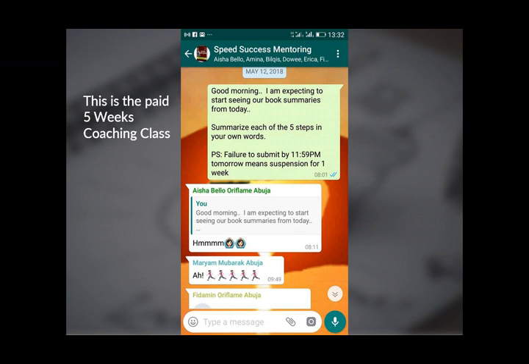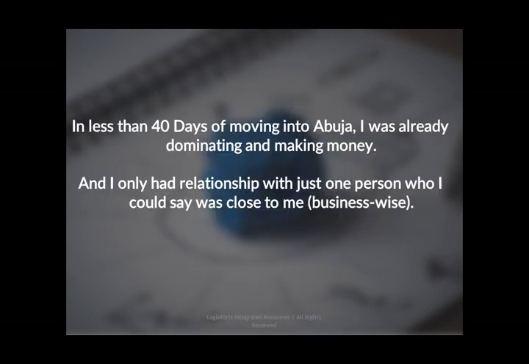This is the paid class, the Speed Success Mentoring. I had about 9 people in the class, and this was a 5 weeks WhatsApp coaching program that I did, and all of them paid for it. So in less than 40 days of moving into Abuja, I was already dominating and making money. I only had a relationship with just one person, like I mentioned earlier, that was close to me, business-wise. And so that is basically that.